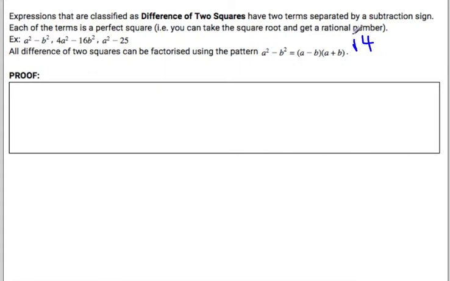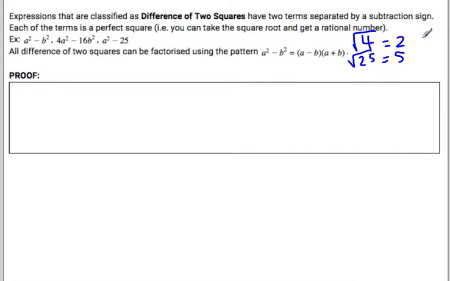One example of a perfect square is 4, because when you take the square root of 4, you get 2. 2 multiplied by itself is 4. Another example of a perfect square is 25. When I take the square root of 25, I get 5. 5 times 5 is 25.